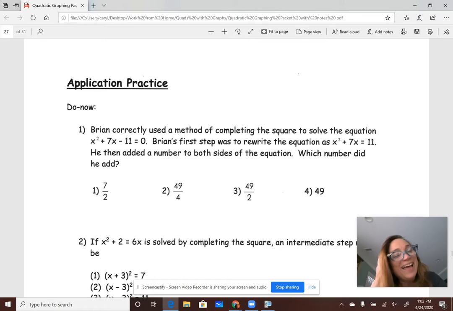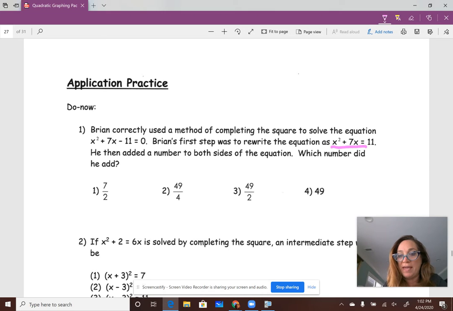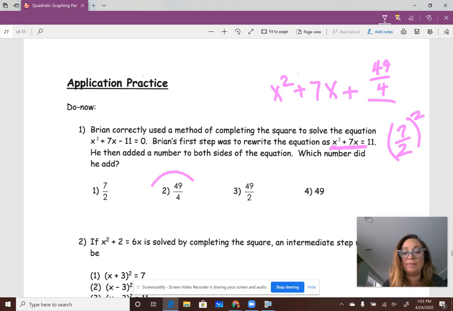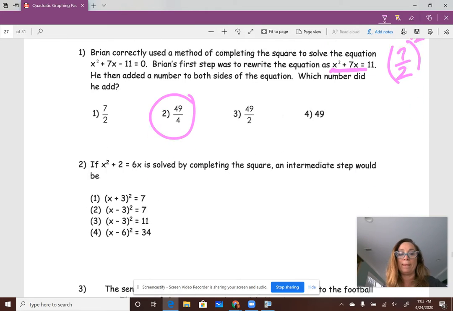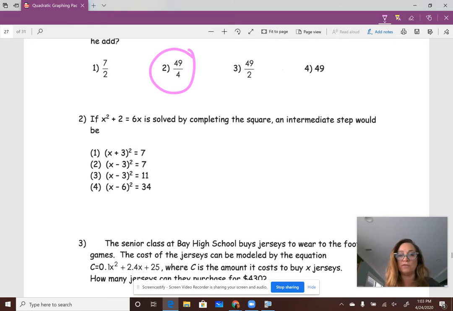Welcome back. All right, so Brian correctly used the method. So he correctly used it. So that means that whatever number we're going to add is the correct one. So the idea is that you want to make this into a perfect square trinomial. So to do that, we take half of 7 and then we square it. So that would give us 49 for the numerator and 4 for the denominator, which is choice 2. It's a fraction, and we all survived.